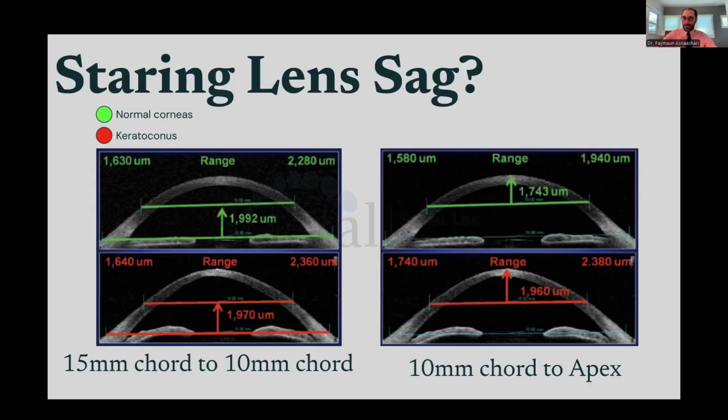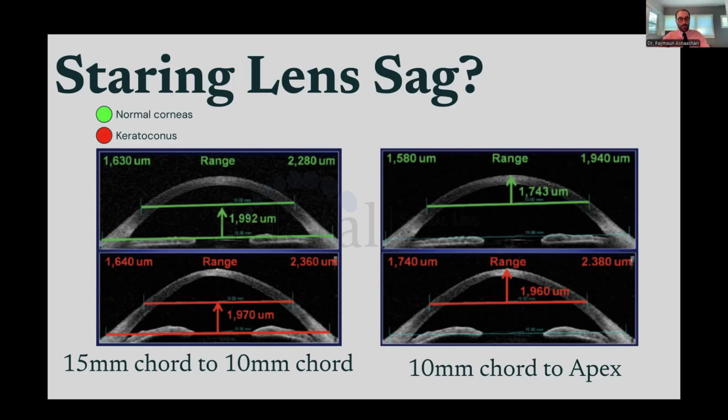These are slides from Pacific University. It's called the Scleral Lens Shape Study. They essentially looked at the sagittal heights between normal corneas and patients who have keratoconus. The ones annotated in green are normal corneas, and the ones annotated in red are keratoconus patients.